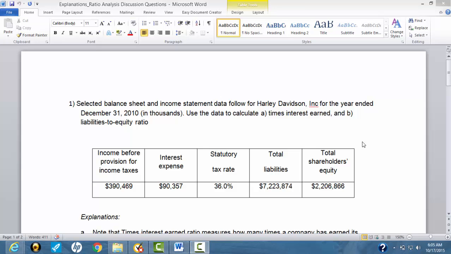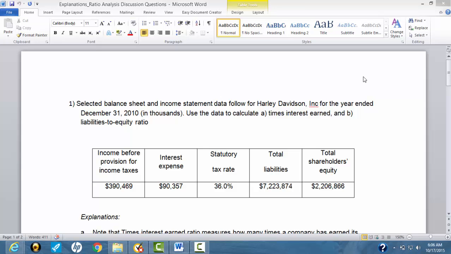In this recording, we will work some ratio analysis problems, and we will begin with financing and solvency ratios. Now recall that financing and solvency ratios include the times interest earned ratio, the liabilities to equity ratio, and the liabilities to assets ratio. Now, the liabilities to equity ratio is usually referred to as the debt equity ratio, and the liabilities to asset ratio is referred to as the debt asset ratio.